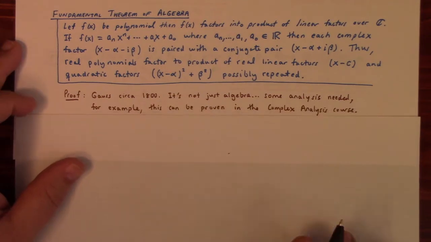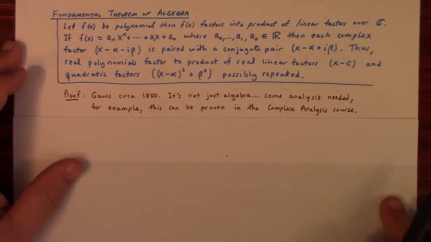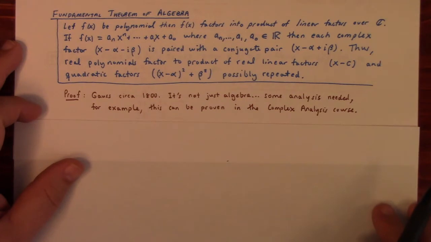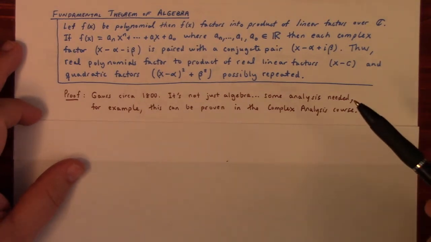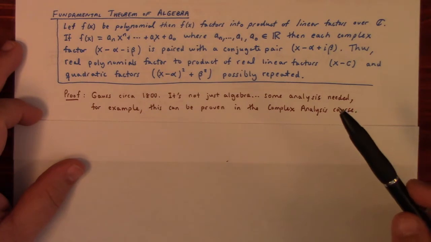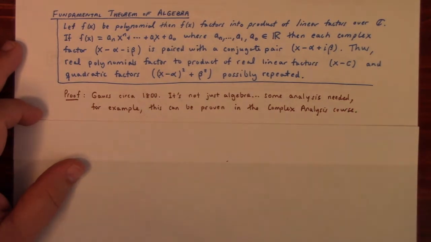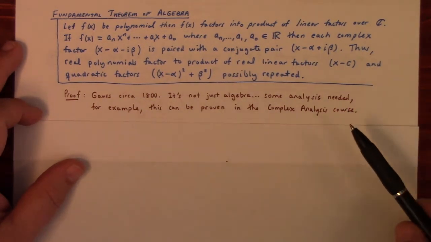So the proof of the fundamental theorem of algebra is definitely beyond this course. Gauss found a proof in about 1800. I think Gauss found, if I remember right, several proofs of this over his lifetime. And the proof is not just algebra. You need some kind of analysis, in the sense of calculus and limits and all that kind of thing.